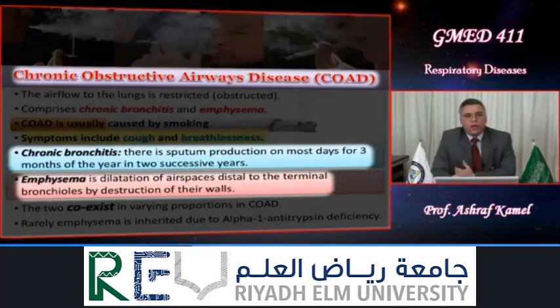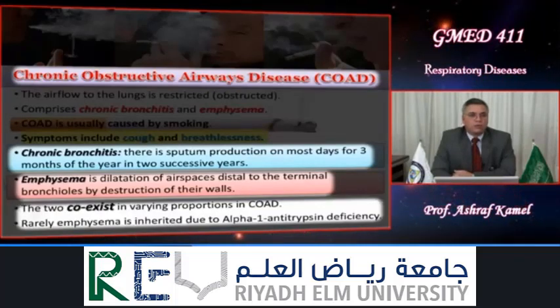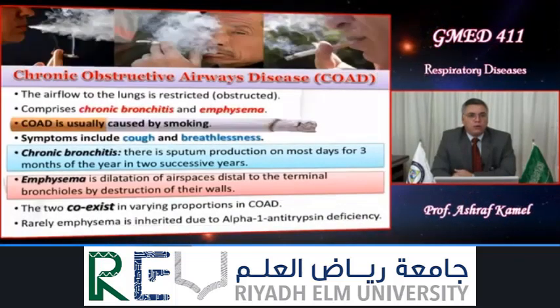Emphysema is dilatation of the air spaces distal to the terminal bronchioles by destruction of their walls. The two disease entities can coexist in varying proportions in COPD, and rarely there is a type of emphysema that is congenital. We see it in children. It is inherited due to alpha-1 antitrypsin deficiency.